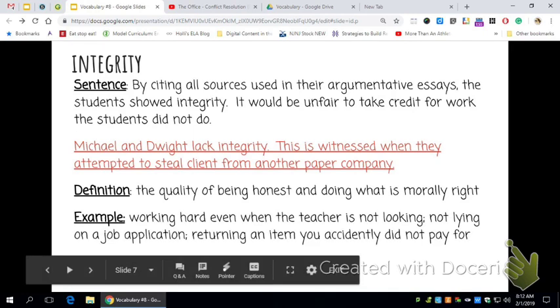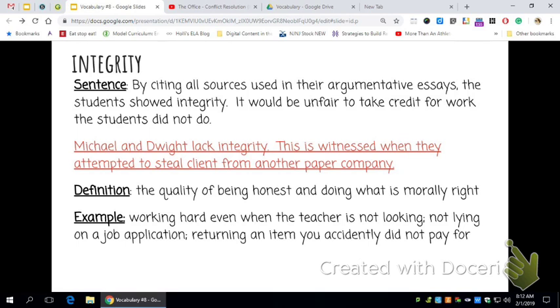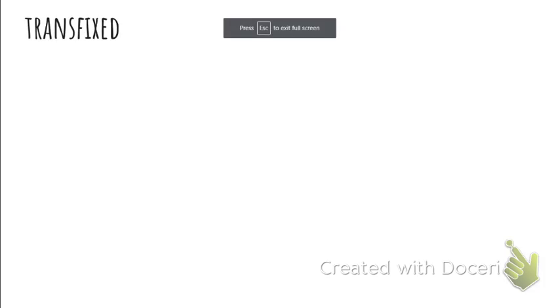So somebody who has integrity, okay, here's an example. You work hard even when the teacher's not looking, right? So say if the teacher's working with another group, you still continue working. You don't just work when the teacher sees you working. Not lying on a job application. Returning an item you accidentally did not pay for, all right? So that means you have integrity. So this is a positive trait. All right, transfixed.